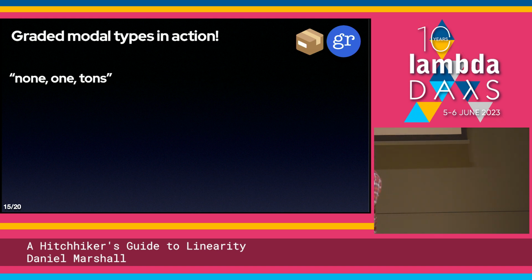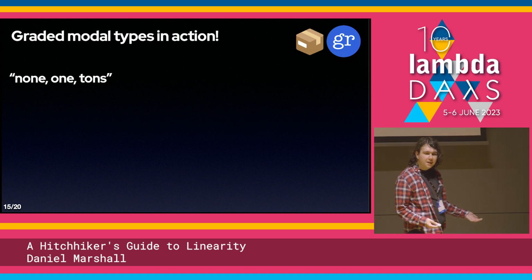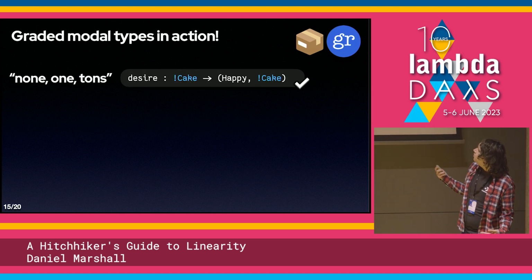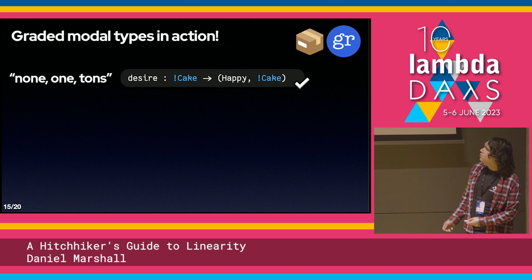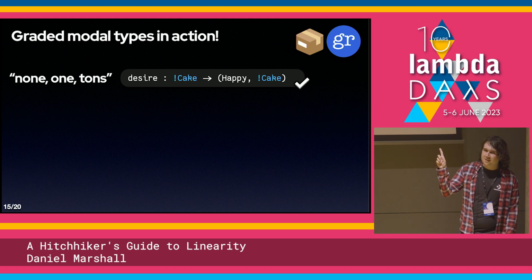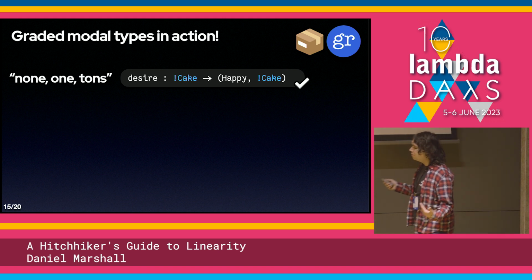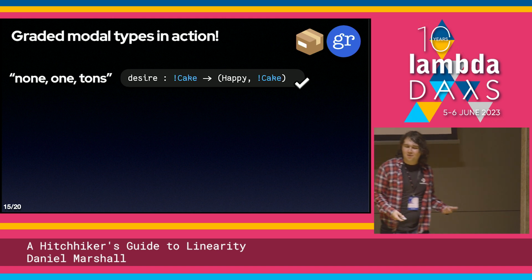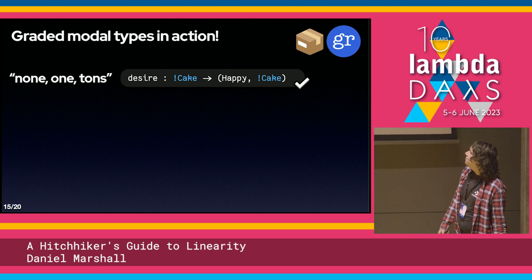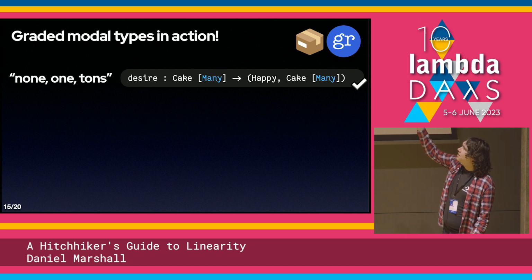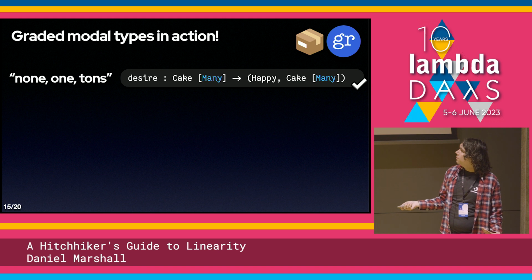So how does this work? Well, you may notice that the way I describe many sounds very similar to the way that I described how the bang modality works. So this is the example that we had before, where I can take a huge amount of cake on the left-hand side, eat 1 piece of cake, and then I still have a huge amount of cake left over to eat, right? Now, the secret about how Granule is implemented here is that we don't have the bang modality as a first-class thing. It's actually just a special case of this graded box modality, right? So this is just another way of writing the same program where the cake is graded by this grade many, which means I can use this thing as many times as I want.